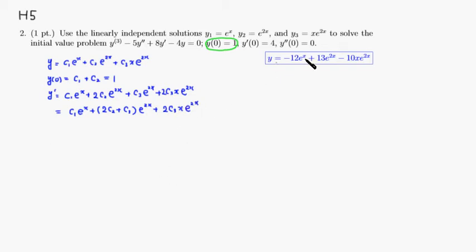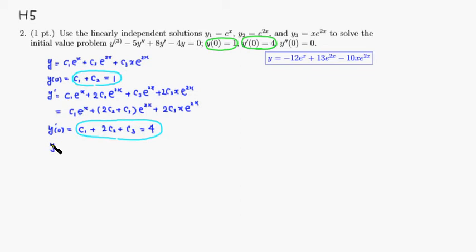Then we use the second initial condition here. We can just plug in 0. So y prime of 0 is equal to C1 plus, since e to the 0 is 1, 2C2 plus C3, and that's going to be equal to 4. Alright, so we have a condition on C1 and C2, and we have another one involving C1, C2, and C3. So we're going to take another derivative.